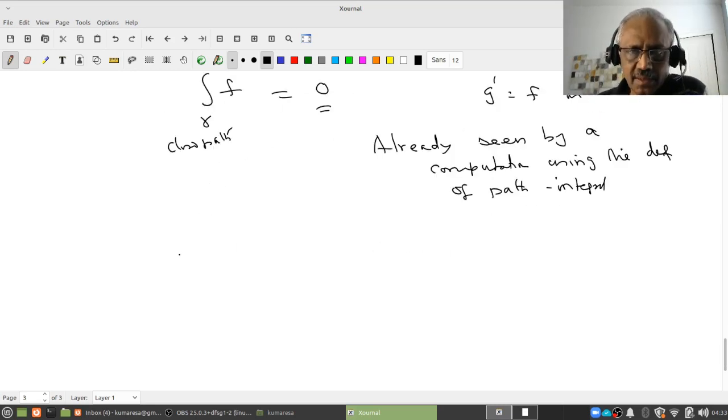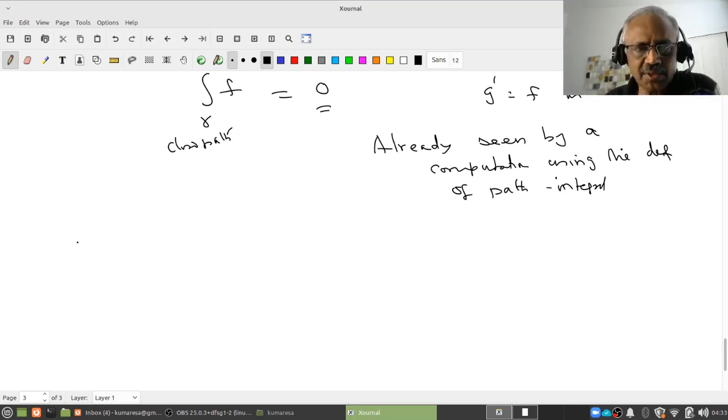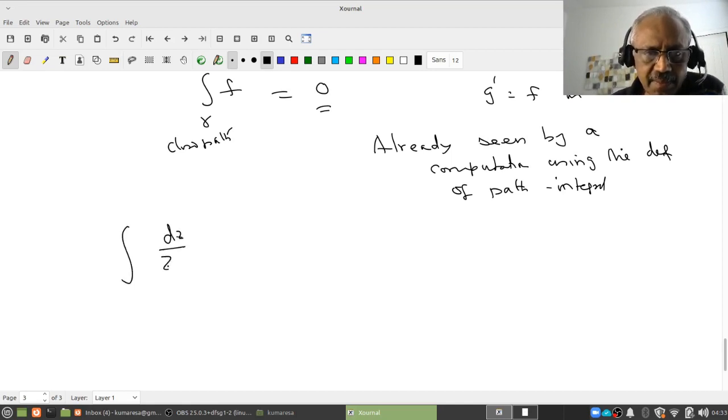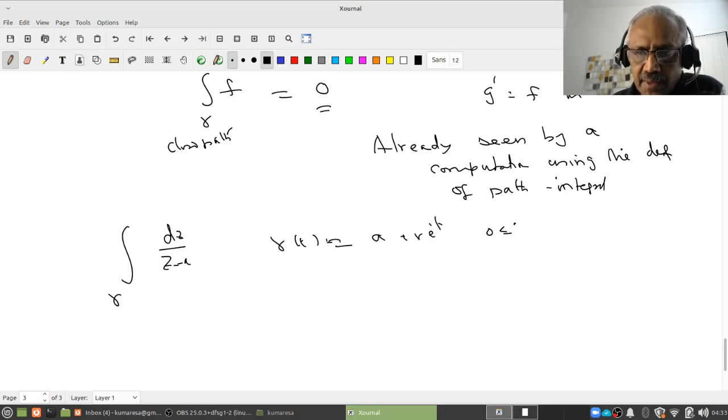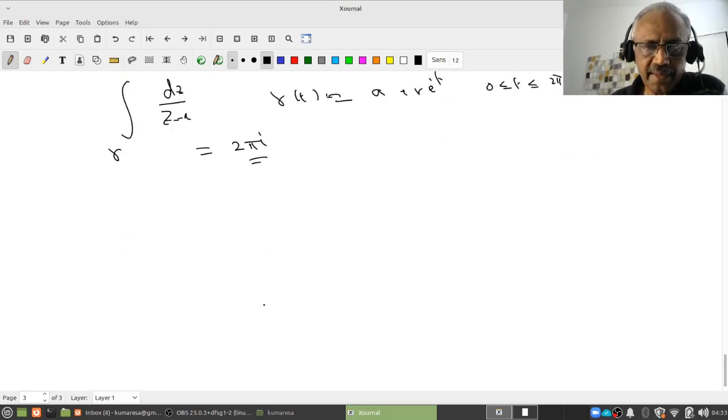right? Okay, now I want to give a very interesting example. With that I will stop this session. Do you remember we did that integral dz by z minus a, and let us say gamma, where gamma(t) is a plus r e power i t, 0 less than or equal to t less than or equal to 2 pi. This is 2 pi i, right? Okay, we had already seen it.